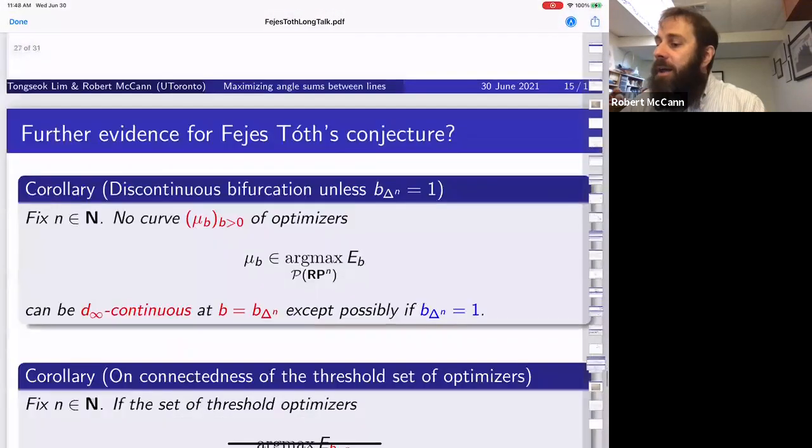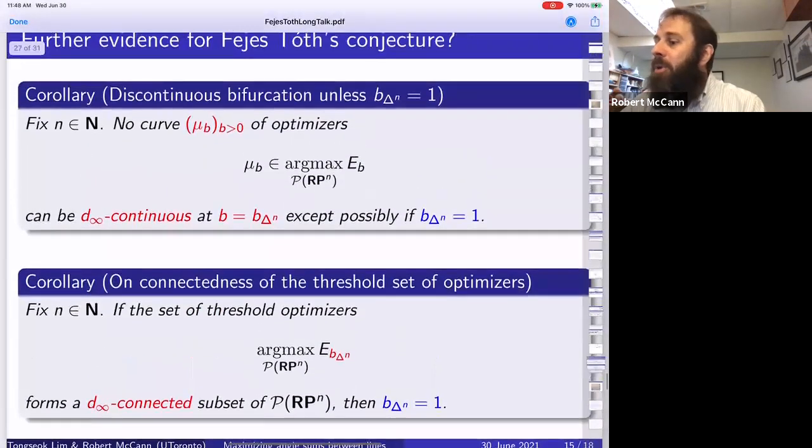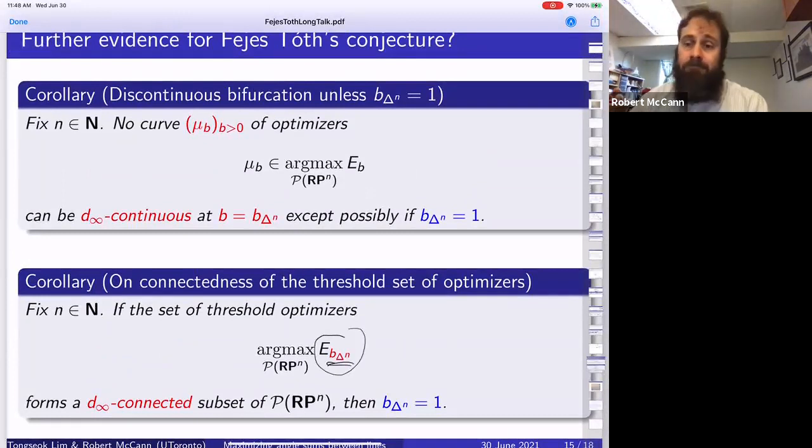And finally, a similar thing: if I look right at the threshold and I look at the set of all optimizers, I know it's got to be d-infinity disconnected, because the rotations of the conjectured guys form one set of optimizers, and I know they're strict local optimizers, so there's a neighborhood around them that's empty of other optimizers, but I know there's some other optimizer outside that neighborhood. And so unless B equals 1, I know there's some value of B, namely the conjectured guy, the threshold guy, at which the set of optimizers is going to be d-infinity disconnected.